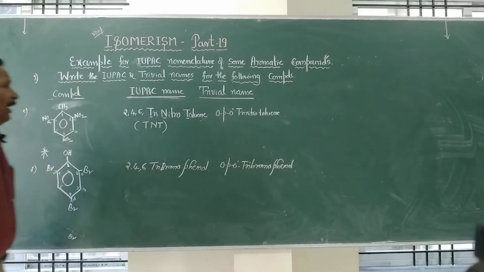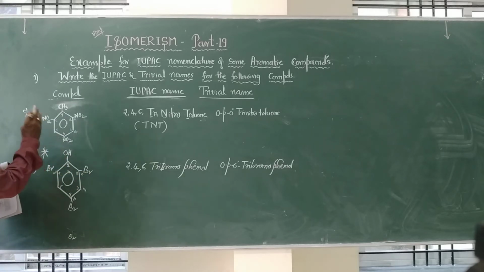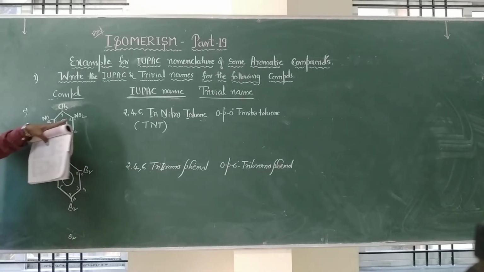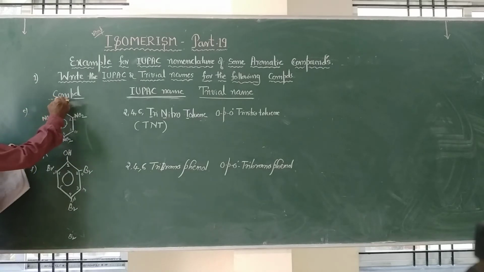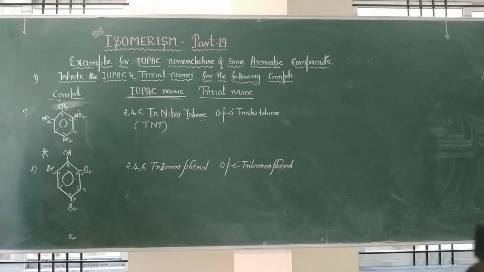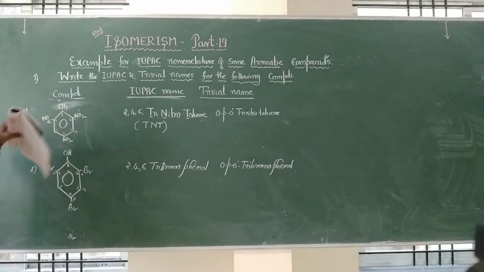Okay? And one thing you have to remember, 2,4,6 tribromophenol. And if you want to give the correct IUPAC name for this, you can give nitro is here, methyl is here. So the name will come, methyl, and this will be N. So first methyl comes, then N comes. Am I right?